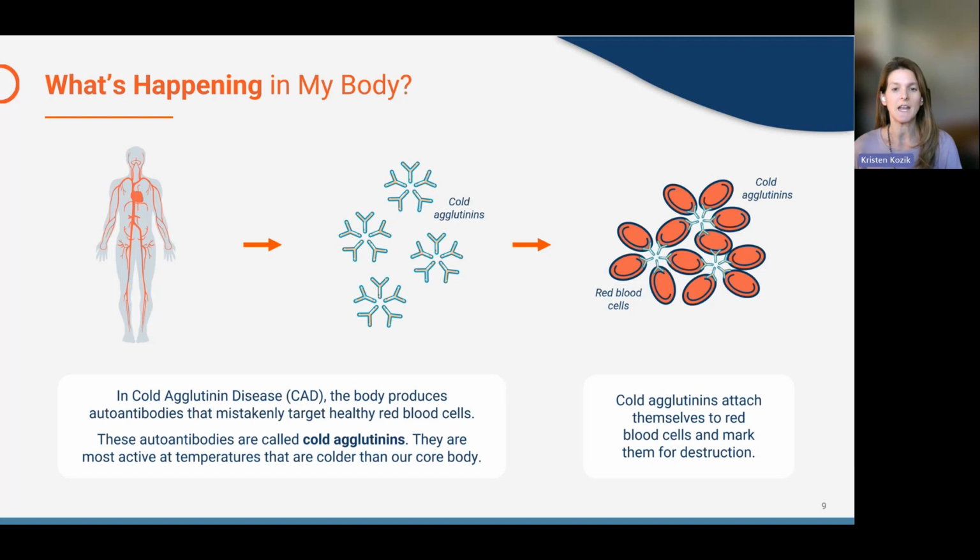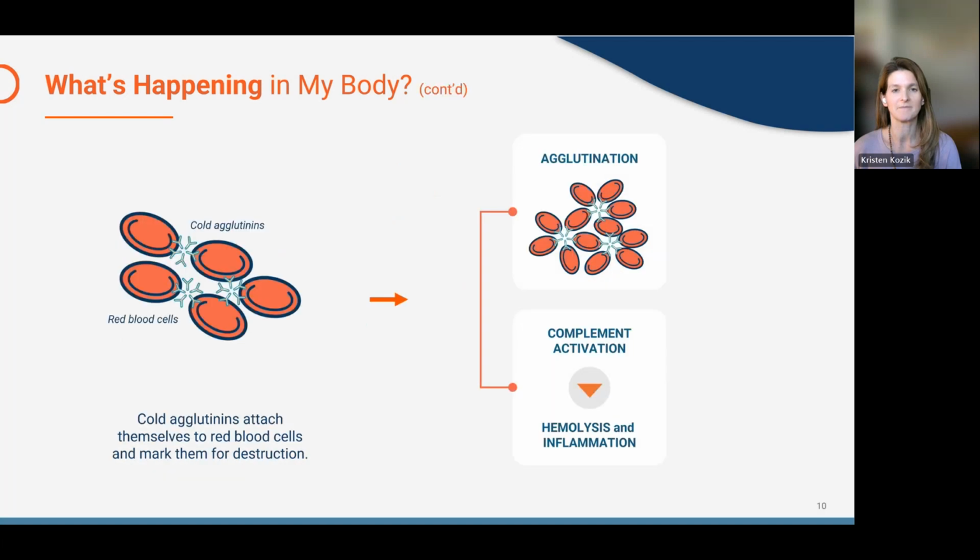When cold agglutinins attach to the red blood cells, they mark them to be destroyed. As we just saw, once they are attached, those cold agglutinins drag red blood cells together into clumps. Now that's called agglutination. Binding of the cold agglutinins to red blood cells also activates that complement pathway, the part of your immune system we discussed earlier that protects your body against foreign invaders. This activation results in ongoing constant destruction of those red blood cells because the body now thinks they're foreign threats. That destruction is called hemolysis.